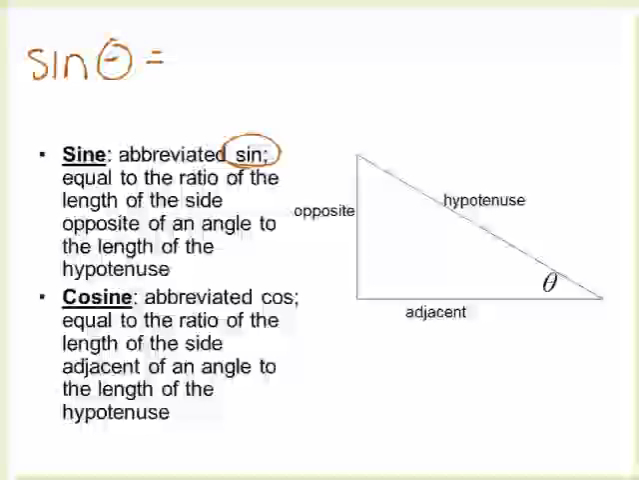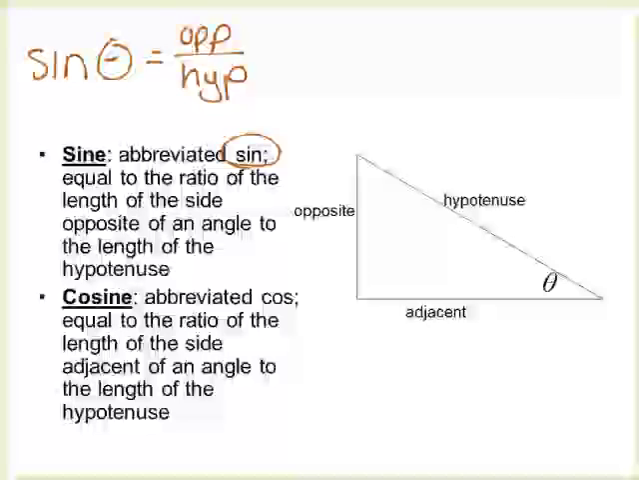Sine is equal to the opposite side over the hypotenuse side. So yesterday we did not use the hypotenuse at all for tangent. We just used the opposite and the adjacent. For sine, we will be using the hypotenuse.